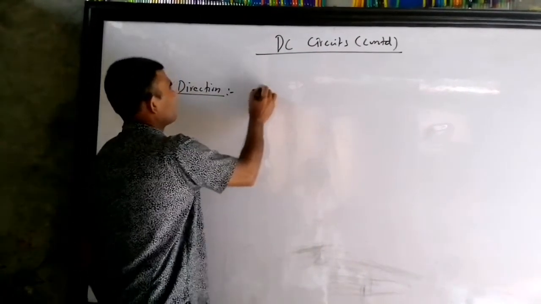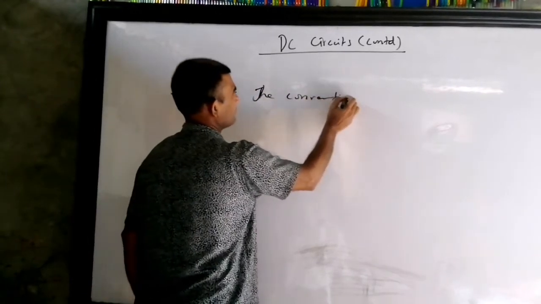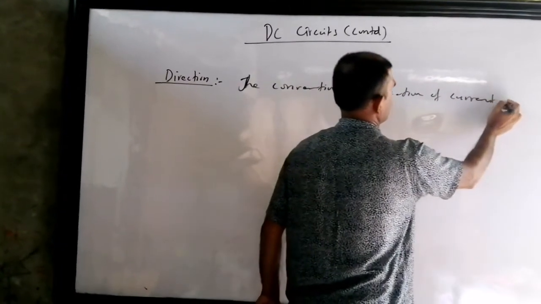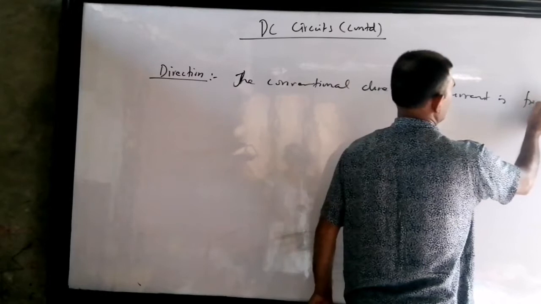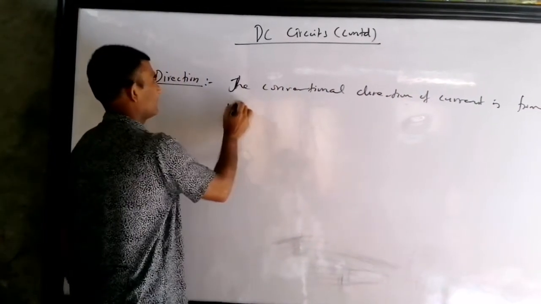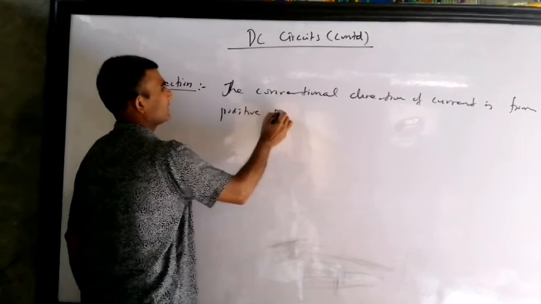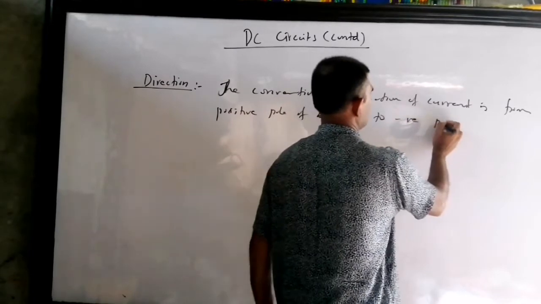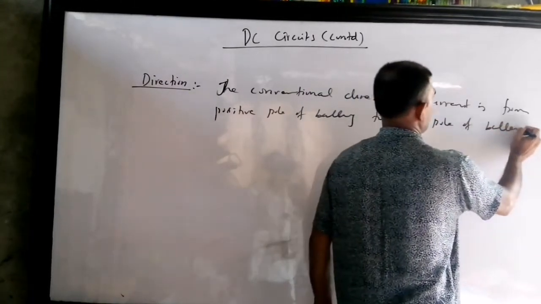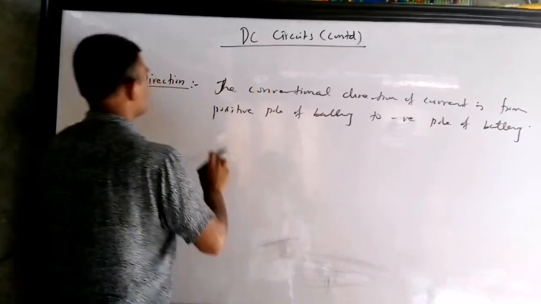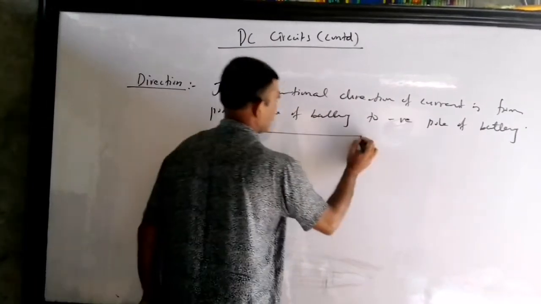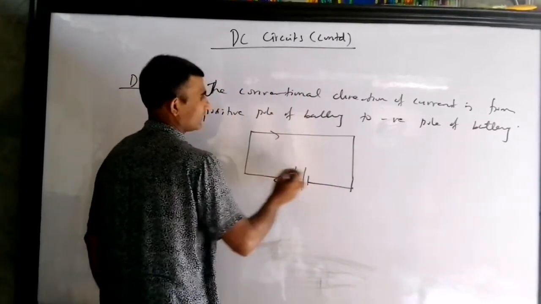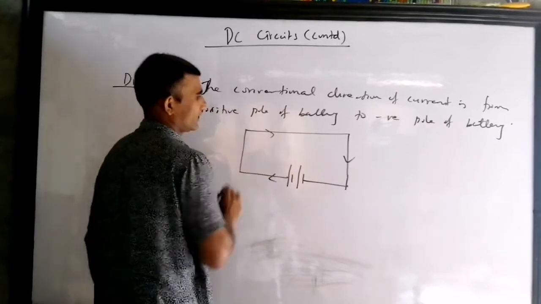So the conventional direction of current is from the positive pole of the battery to the negative pole of the battery. You may make one figure for your future reference, in case you forget. I made it again, and this is the conventional direction of current.